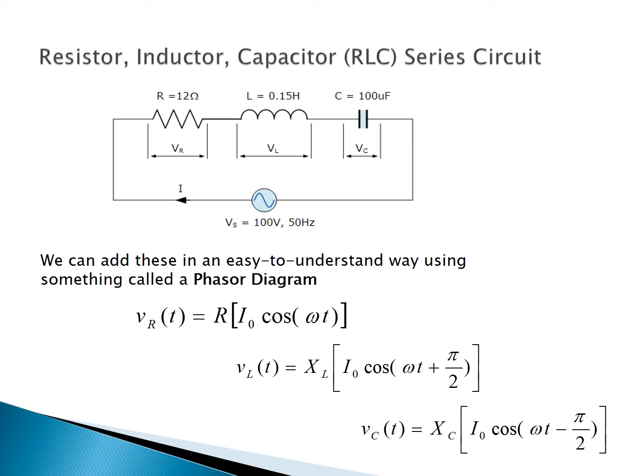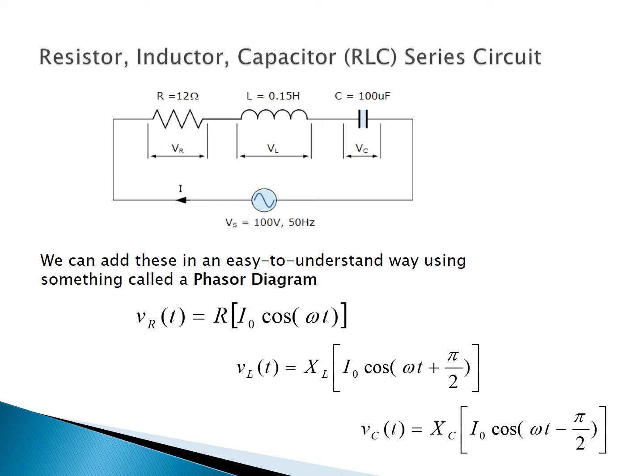And we have to find a way to add these. Now, one thing to notice is that they're out of phase with each other. So, if we added them up just as scalar quantities, we're going to end up with a very complex equation dealing with cosine omega t, and then cosine omega t plus pi over 2, cosine omega t minus pi over 2. How do you add them together? There's no clear way of adding them together.